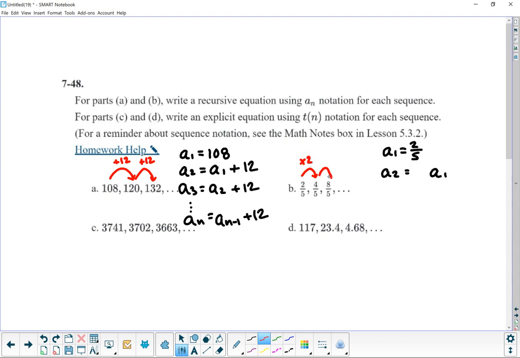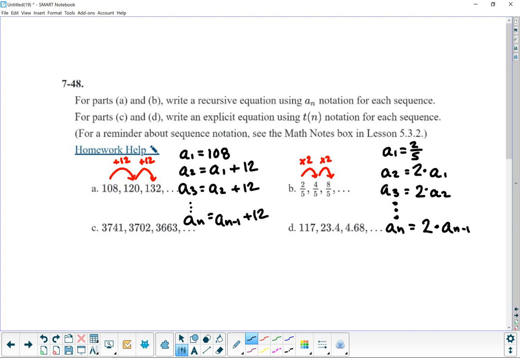Or you could call it 2 over 1. I'm just going to say 2. So really, A2 is going to be 2 times A1. Right? And A3 is going to be 2 times A2. So again, to find A3, you've got to look at the one before that, which is 3 minus 1, which is A2. Okay? So if I want to find AN, which is going to be 2 times A, and then the one before AN is going to be N minus 1. Okay? So that's A and B.